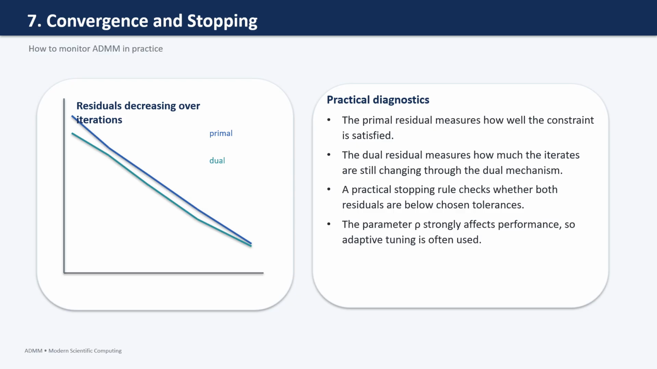The penalty parameter rho has a major effect on the behavior of these residuals. If rho is too small, the method might not enforce the constraint strongly enough, and so the primal residual may decrease slowly. If rho is too large, the method may overemphasize feasibility and make very slow progress on the objective. Because of this, many practical ADMM implementations use what's called adaptive rho tuning. The basic idea is to adjust rho during the iteration so that the primal and dual residuals remain balanced.